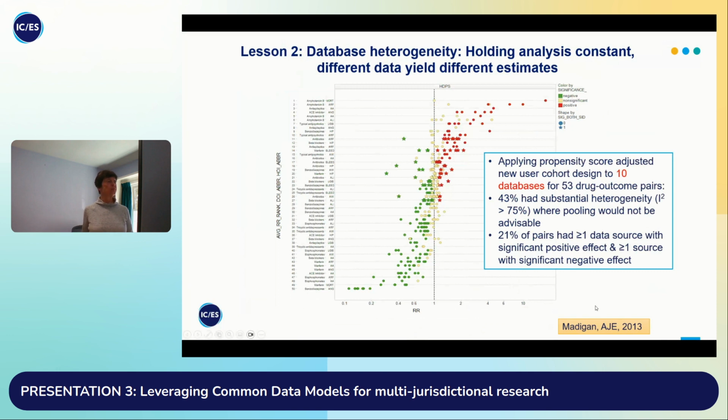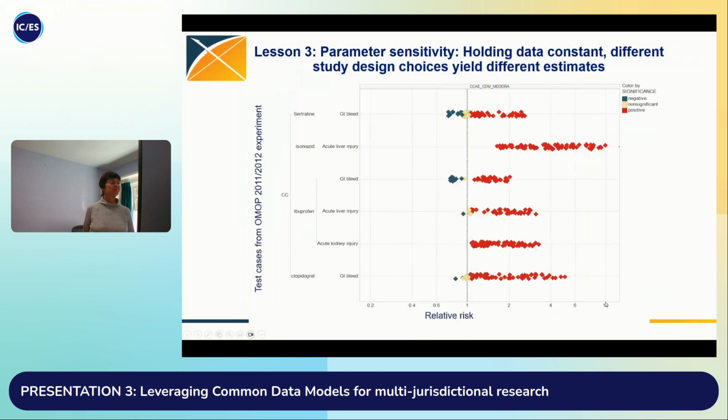Lesson number 3. There's many lessons, but I'm just going to give you 3. So now we're going to look at exactly the same data with different study design choices. Different study designs means we use different covariates, different look back periods, different exposure periods, possibly tweaking the outcome a little bit.